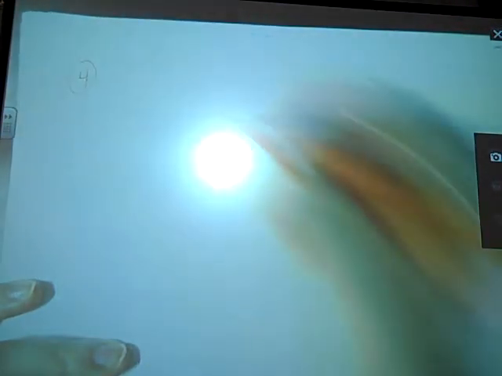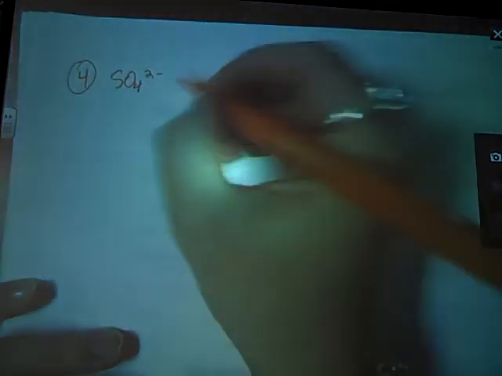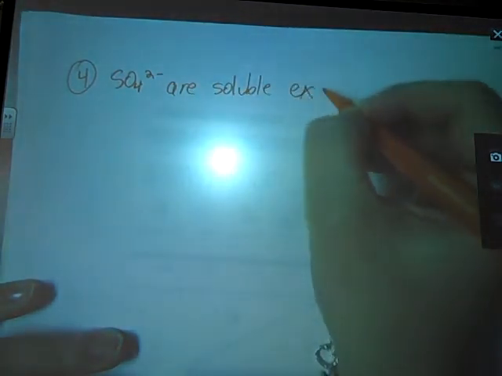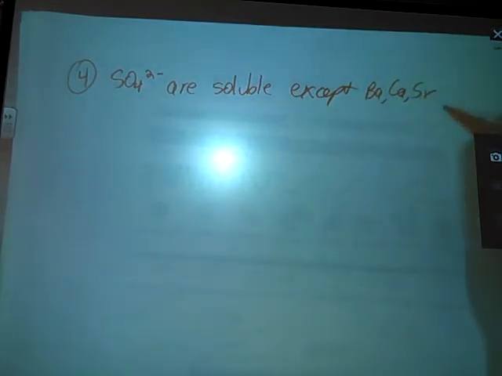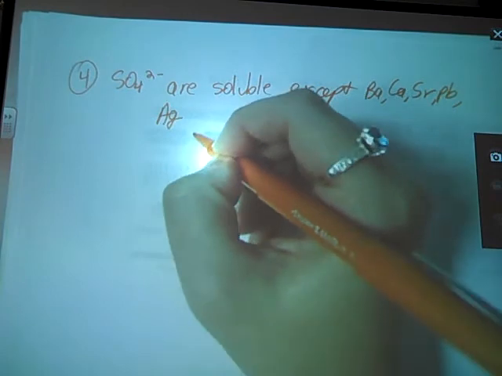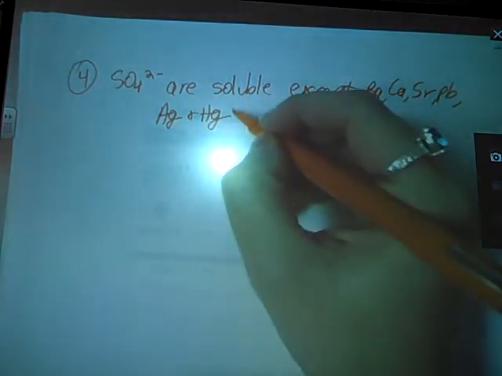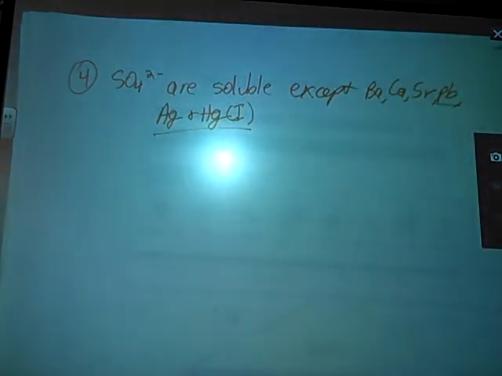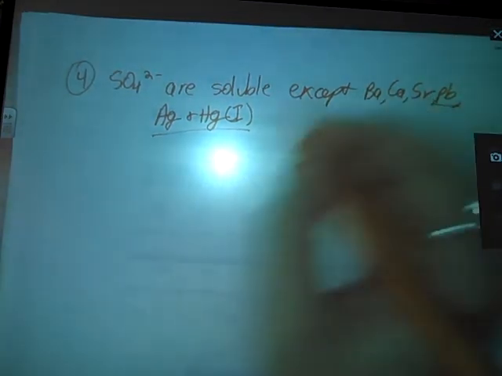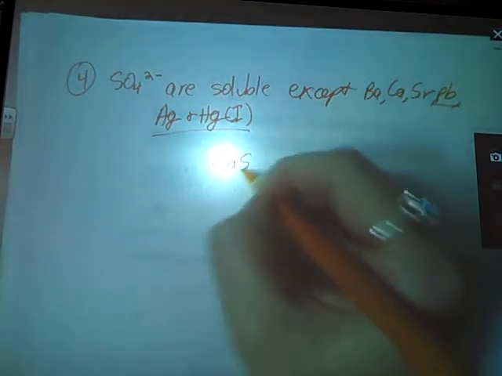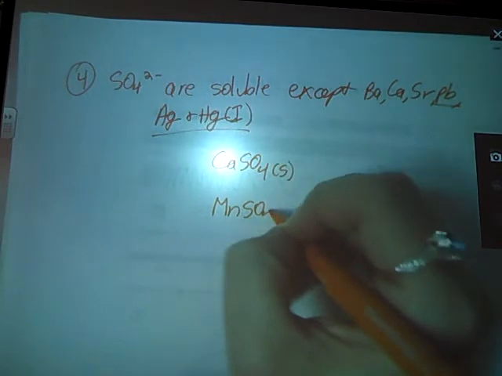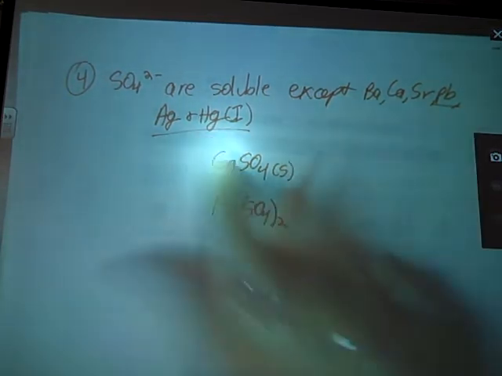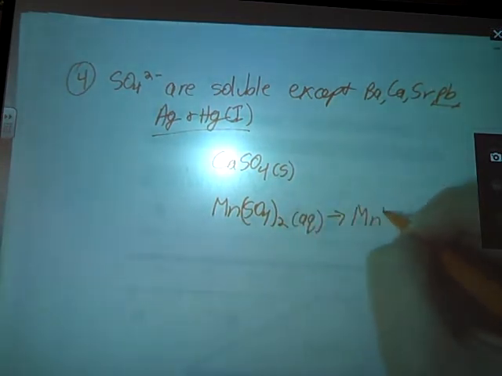Rule 4. Get a new piece of paper here. Rule 4 says that all sulfates are soluble except, and this one has several exceptions, barium, calcium, strontium, lead, silver, and mercury, specifically mercury 1. These last 3 are slightly soluble, but again, that means that just a tiny, tiny bit will in fact dissolve. So, again, something like calcium sulfate, it's one of my exceptions. This one stays solid. Manganese 4 sulfate. Manganese is not one of my exceptions. Thus, this one will in fact break apart.